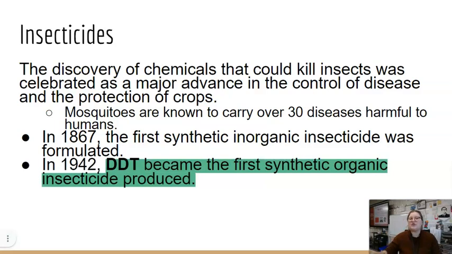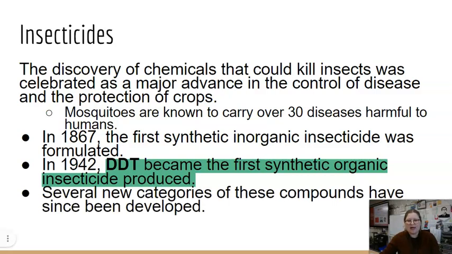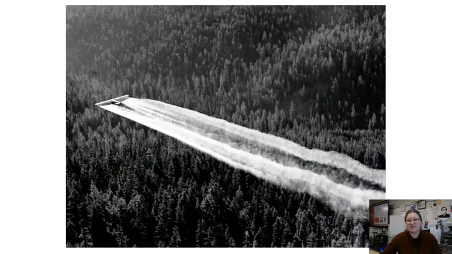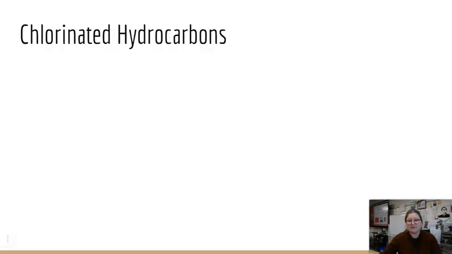And then in 1942, DDT became the first synthetic organic insecticide produced. It was seen as this really incredible thing that turned really dangerous and now is outlawed. So several new categories of these compounds have also since been deployed. So this is an example of pesticides being spread over a forest.